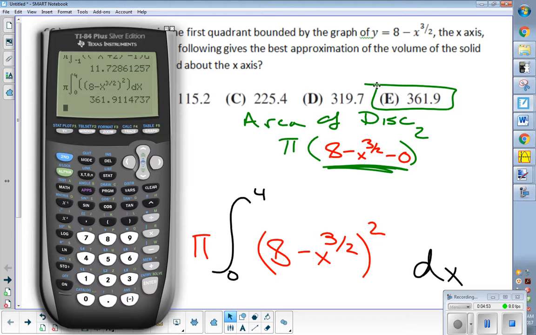Make sense what we're doing on that one? Any questions?